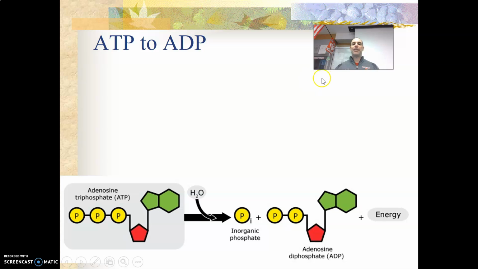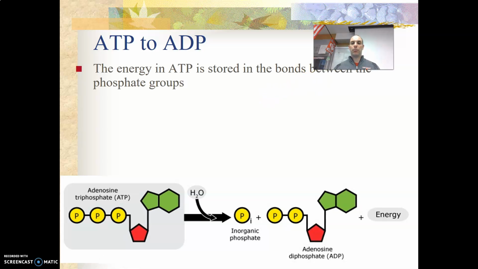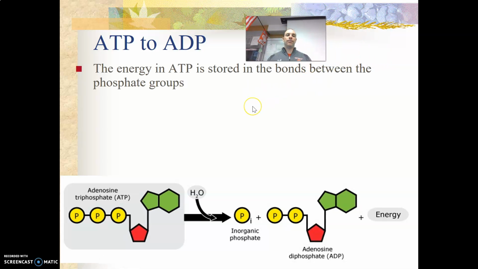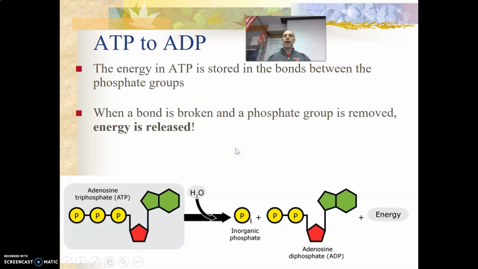Now going from ATP to ADP. Move myself here so you can see. The energy in ATP is stored in the bonds between the phosphate groups. So if you look on your notes there, it says C, where is the energy stored in the ATP molecule? It's stored in the bonds. All right? So how is energy released? Well, that's this line here. Energy is released when the bonds are broken. Boom. Okay, bonds break, energy is given off.